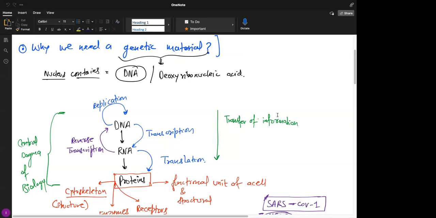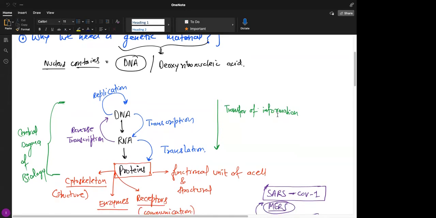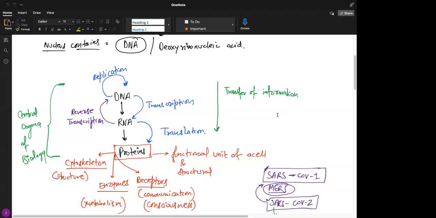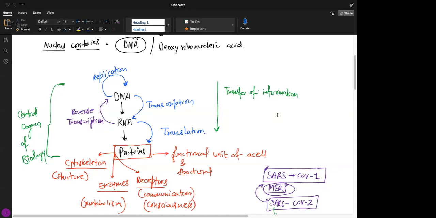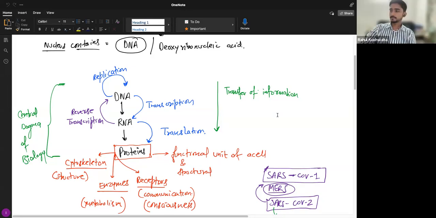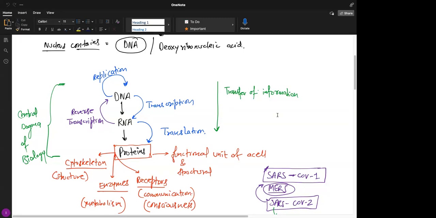Yes, sir. So we studied about the genetic material. Any cell that has a nucleus contains DNA, and DNA can replicate, and it can convert into RNA by transcription, and RNA can convert into proteins by a process called translation. Okay. And this is called the central dogma of biology.